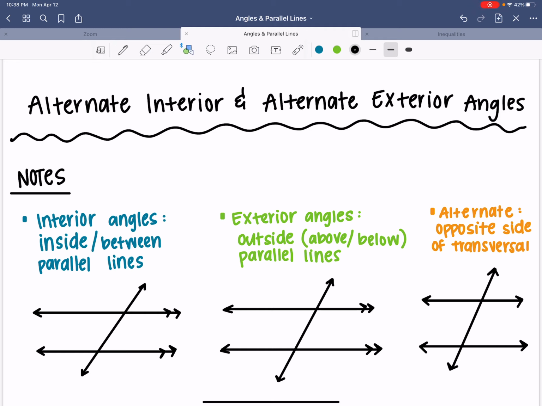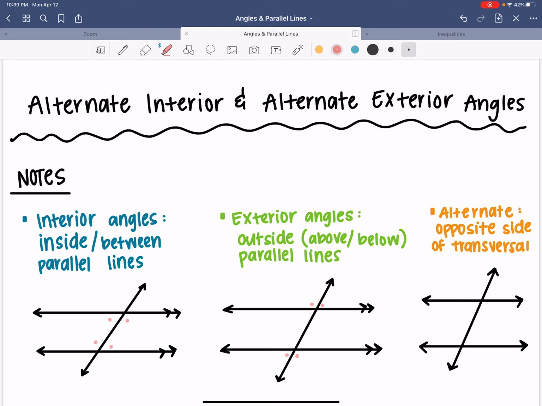So interior angles are all of these. Now exterior angles are outside, meaning above the top line or below the bottom line, and those would be outside of the sandwich.